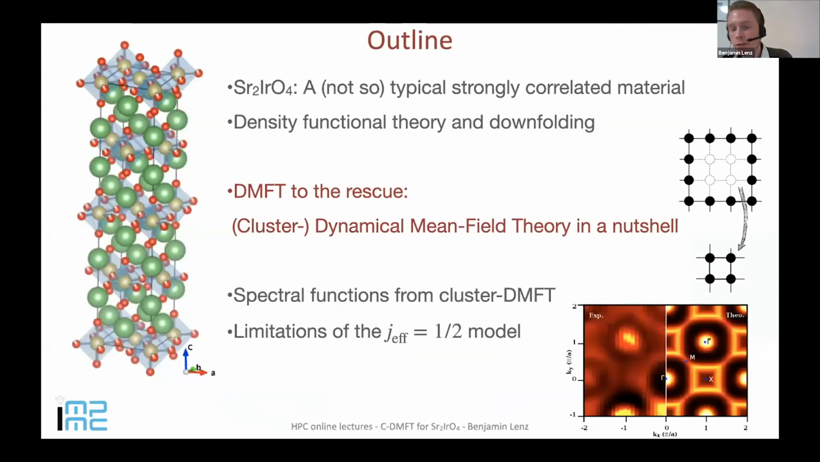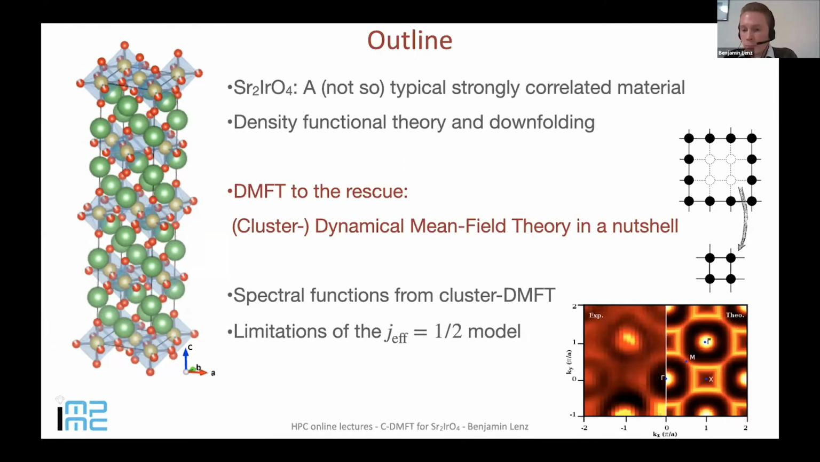So just to give a brief outline of the next 25 minutes. First of all, I would like to motivate the very concrete example that I'm going to show, namely strontium iridate, to say why it's interesting and why it is actually not so typical a strongly correlated material. Then I will apply one of the standard techniques that we heard about yesterday and also today, namely density functional theory. And I will also explain why we actually have to go beyond that by applying strongly correlated methods.